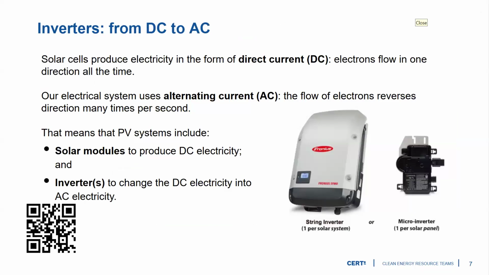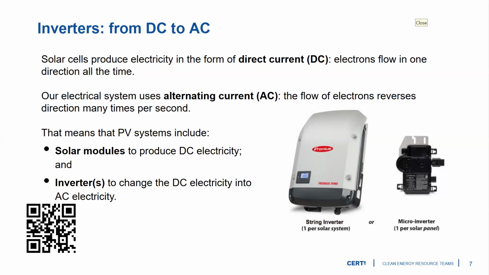So the next piece of a PV system is the inverter. And the inverter is there because of the need to convert direct current, or DC, to alternating current, or AC. So solar cells produce electricity in the form of direct current. Electrons are flowing in one direction all the time. Our electrical system, on the other hand, uses alternating current, or AC, so the flow of electrons reverses directions many times per second. So that means that a PV system has solar modules, which produce the DC electricity, but also one or more inverters to change the DC electricity into AC electricity that we can use.